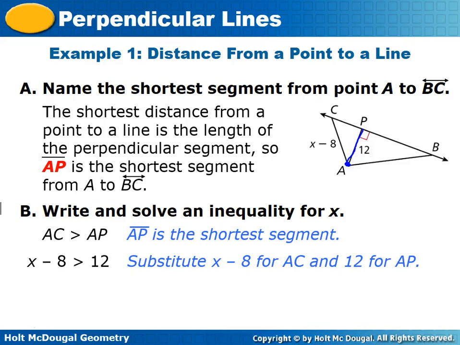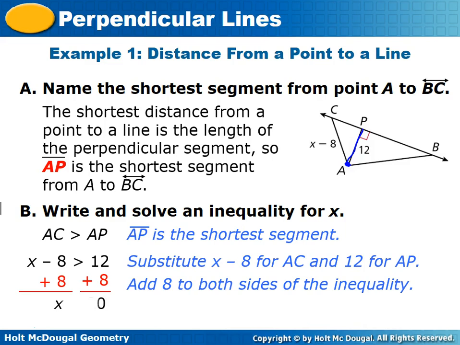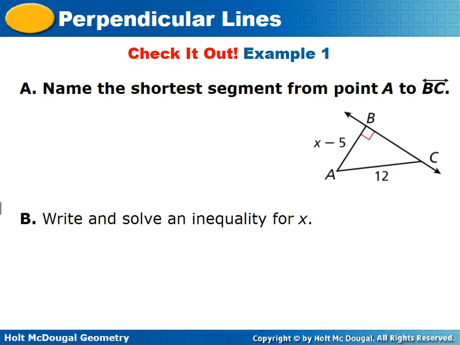8 minus x is greater than 12. We're going to add that 8 to both sides, and so our answer is x has got to be greater than 20 for this to be an actual shape. Okay, so on this one, go ahead and do this and then come back and check with me.